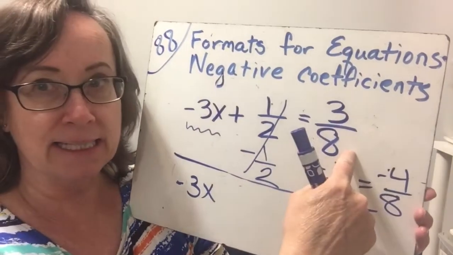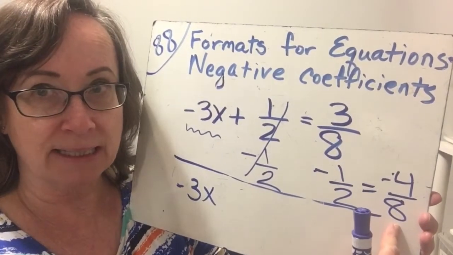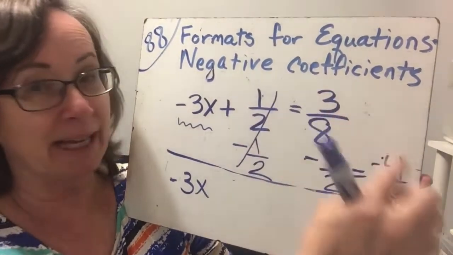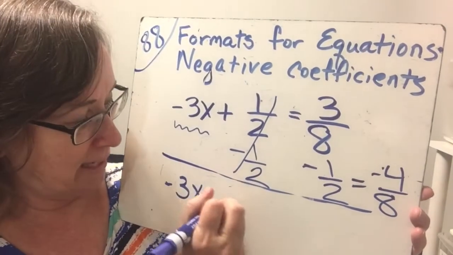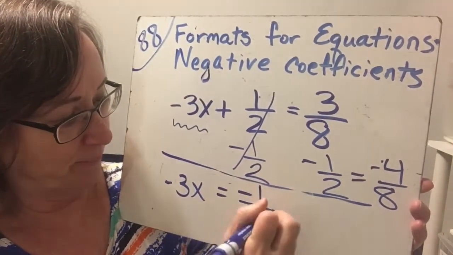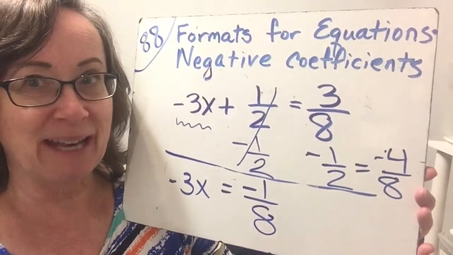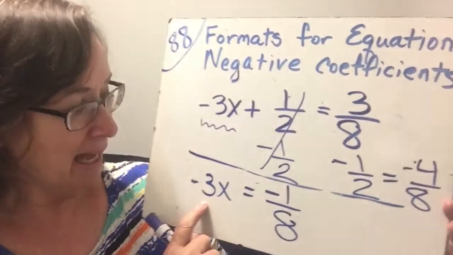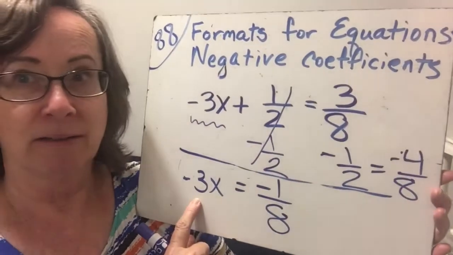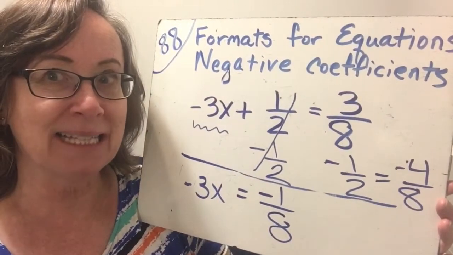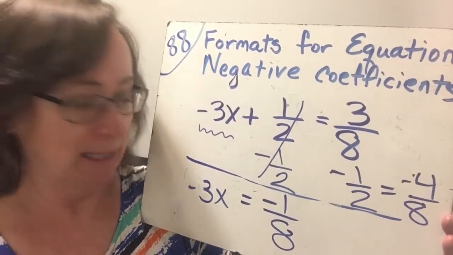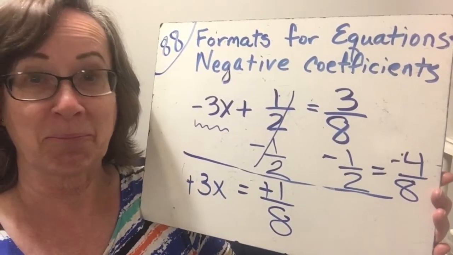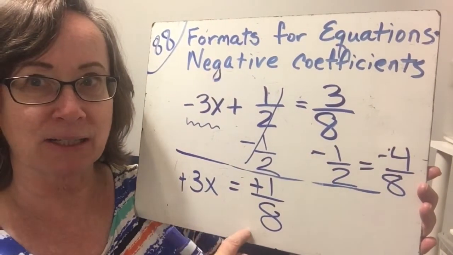So 3/8 plus a negative 4/8. Opposite signs. I really subtract, don't I? So 3 plus a negative 4 is a negative 1/8. Okay, so now, almost there, I'm going to have to divide by a negative 3. Now, since I have a negative on both sides, can't I just get rid of them? Can't I just say, oh, multiply that by negative 1 and multiply that by negative 1? So now I've got 3x is 1/8.